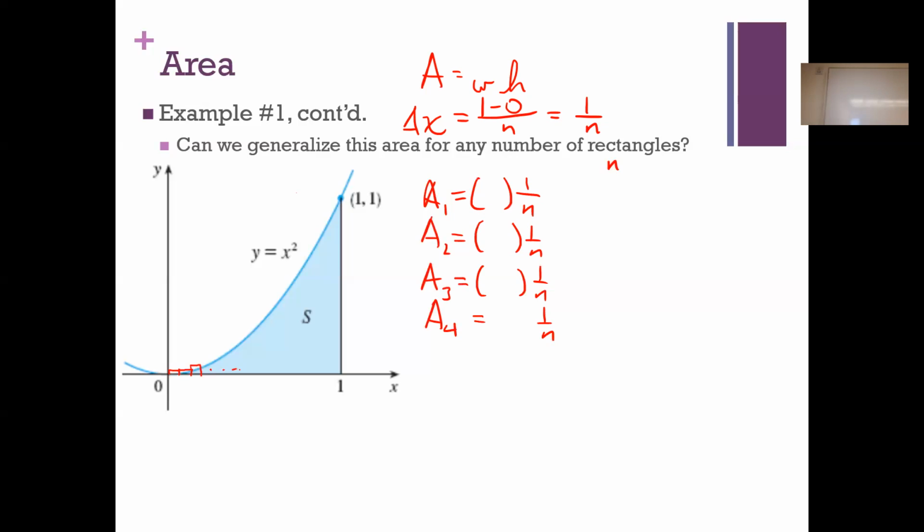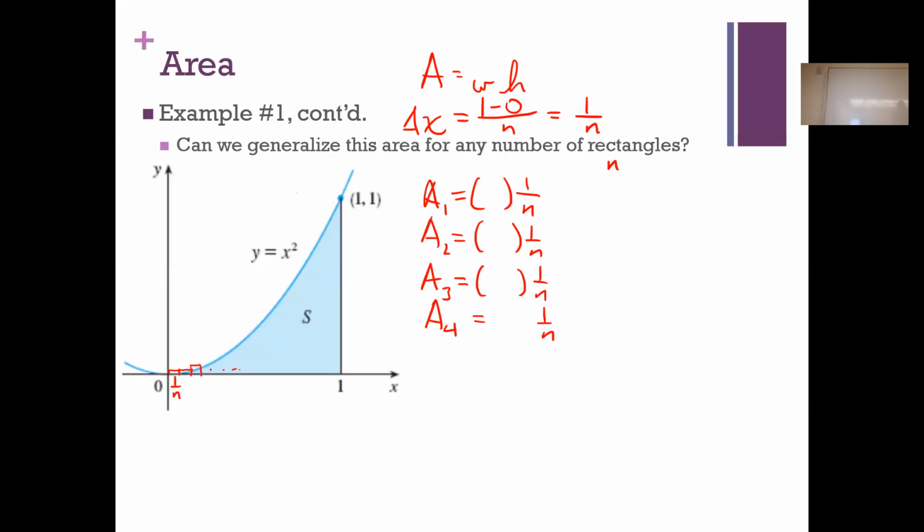So let's just find the first height. Let's find as many heights as we need to before a pattern jumps out. This first rectangle right here is a little tiny one. It has a width of 1 over N, right? I am using the right end of these rectangles to sample my function to get its heights. So what is the x coordinate of the right end of that first rectangle?